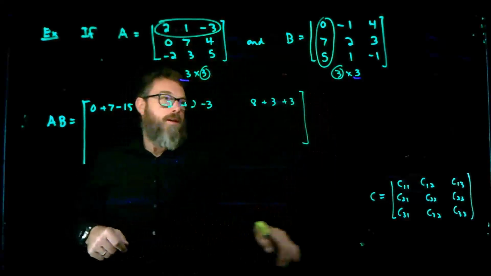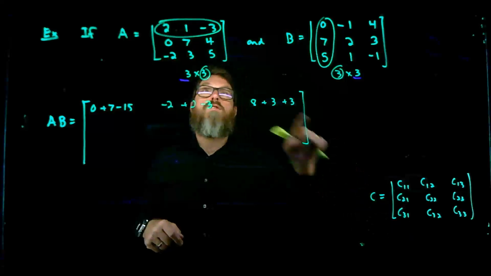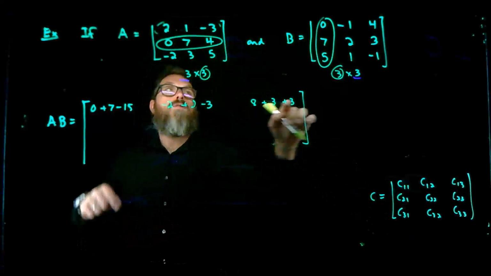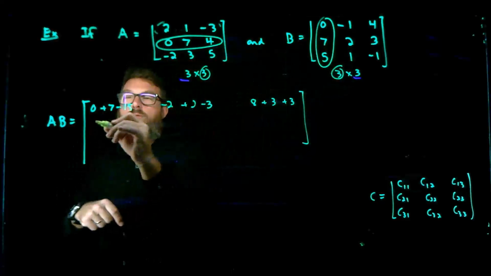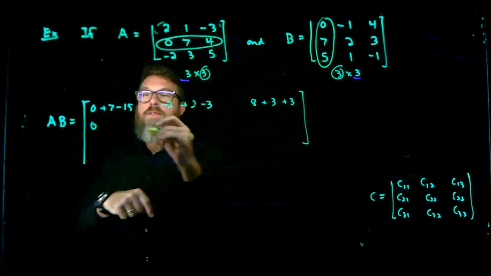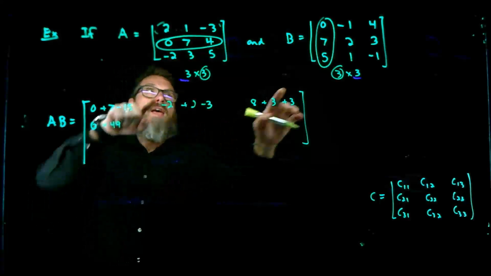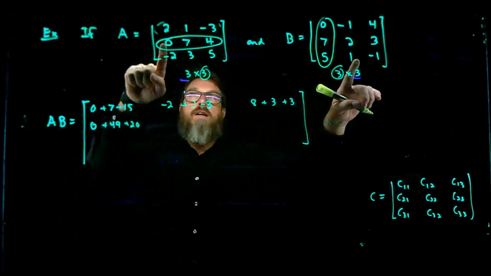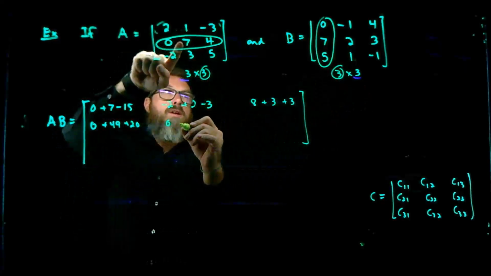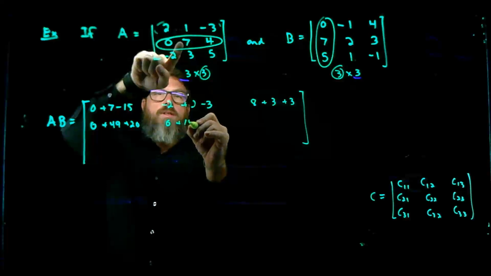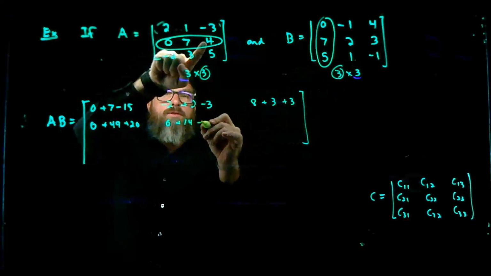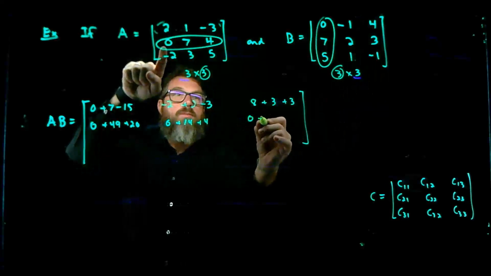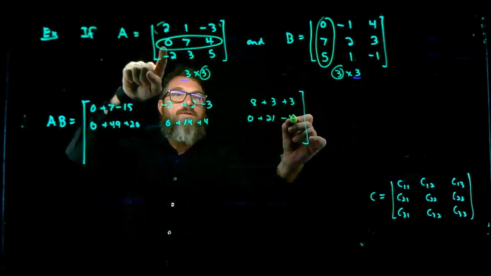All right. Similarly, second row, first column. So for that one, remember, this is going to be second row, first column, so 0 times 0 is going to be 0, 7 times 7 is plus 49. And then 4 times 5 is plus 20. Second row, second column, so this is 0. 7 times 2 is plus 14. And then 4 times 1 is plus 4. And then finally the third column, so 0 plus 21 minus 4.